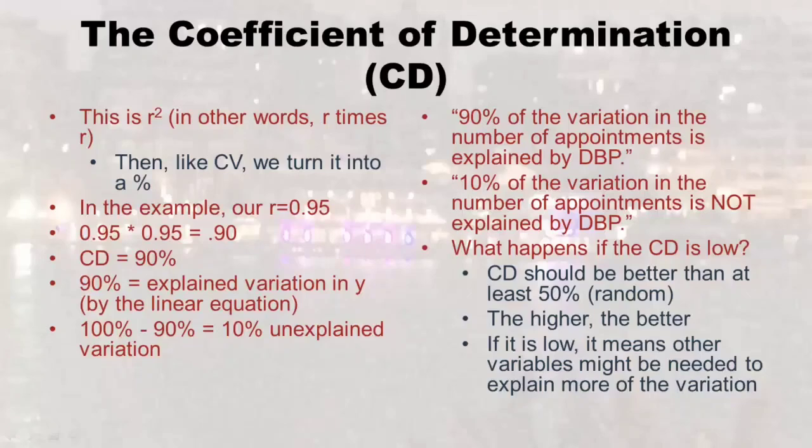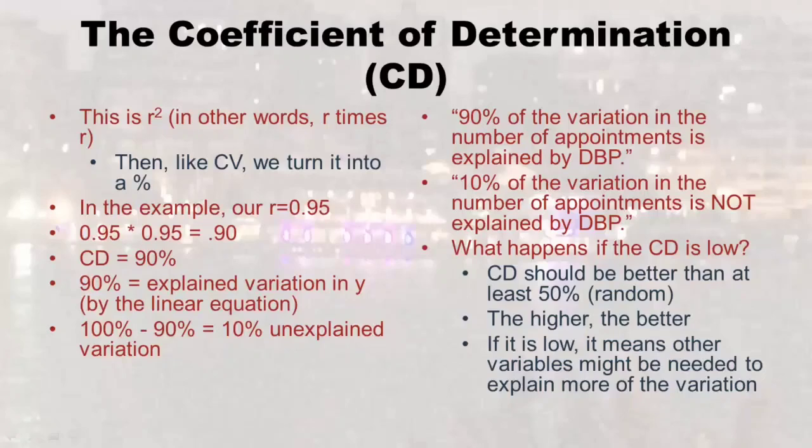And by contrast, or by complement, what you would say is 10% of the variation in the number of appointments is not explained by DBP, right? It could be explained by other things. Well, we happen to get a nice CD, I say CD for coefficient of determination. We got a nice high one, but what if it's low? Well, let's just think about it.